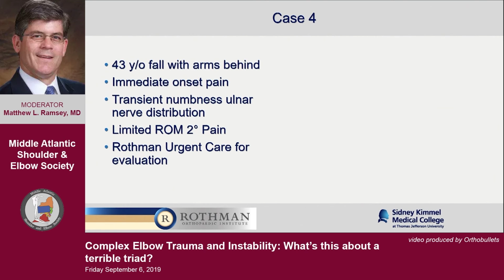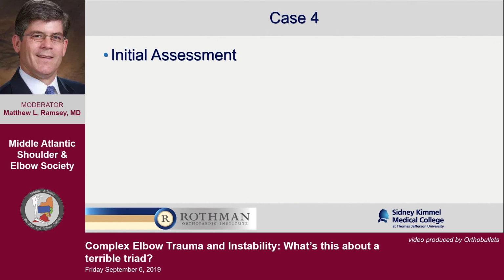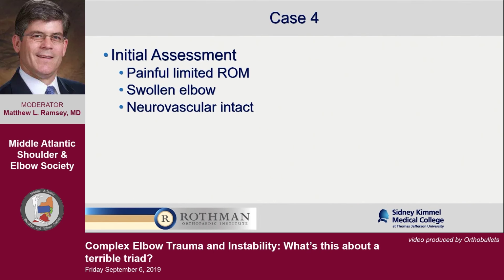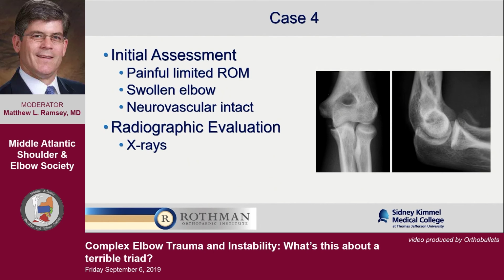Okay, 43-year-old fall, painful. He has transient ulnar nerve paresthesias. They go away within 10 or 15 minutes. Again, he's limited by pain. He shows up in our urgent care for evaluation. Obviously, painful motion. He's swollen. He's neuro-intact at the time of evaluation. X-rays are here.